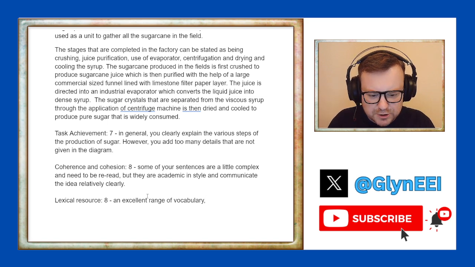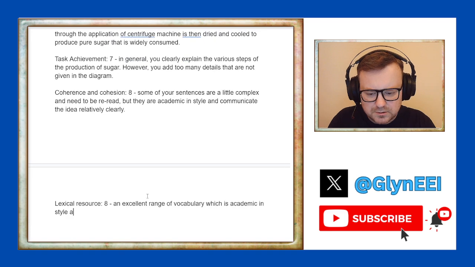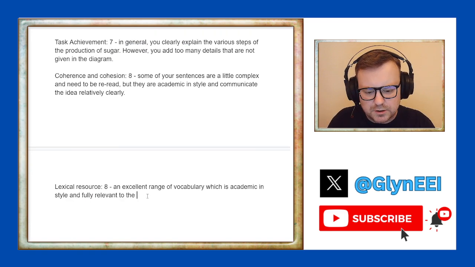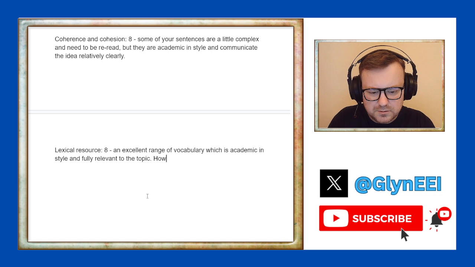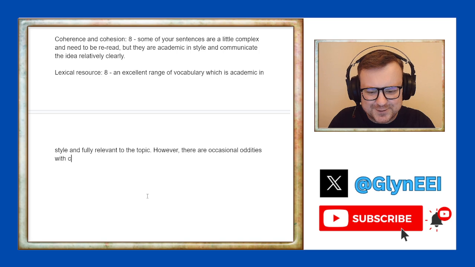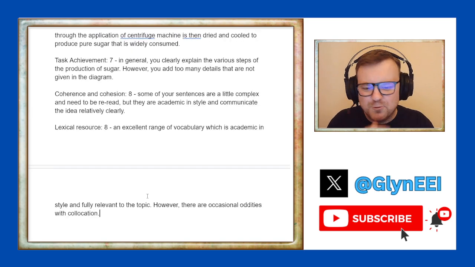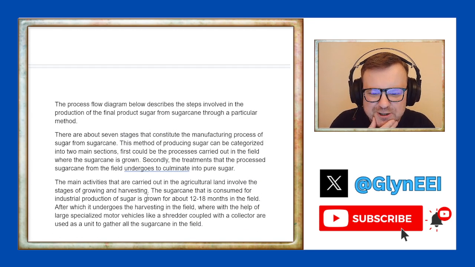An excellent range of vocabulary, which is academic in style and fully relevant to the task, to the topic. However, there are occasional oddities, strange things with collocation. So what do I mean by that? Some strange thing with collocation?